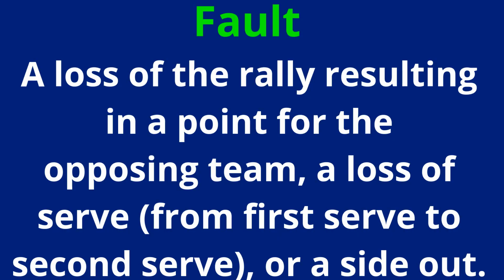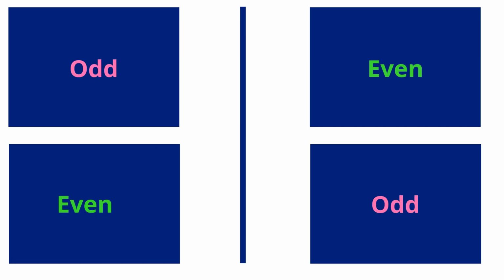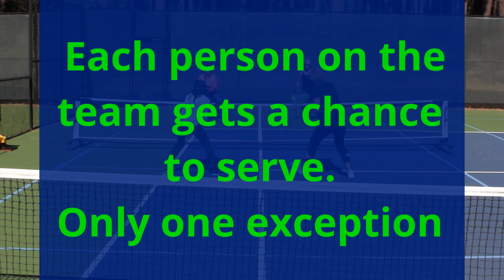First, let's start with some terms that'll help you to understand scoring. A fault is a loss of the rally resulting in a point for the opposing team, a loss of serve, or a side out. A side out is when a team loses its serve and service is awarded to the opposing side. The right side of the court is the even side and the left side is the odd side. At the start of a game or after a side out, the serve always starts on the even or the right side of the court. Each player on the team gets the chance to serve. The only exception is the very first serving sequence of the game, and we'll talk about that in just a moment.